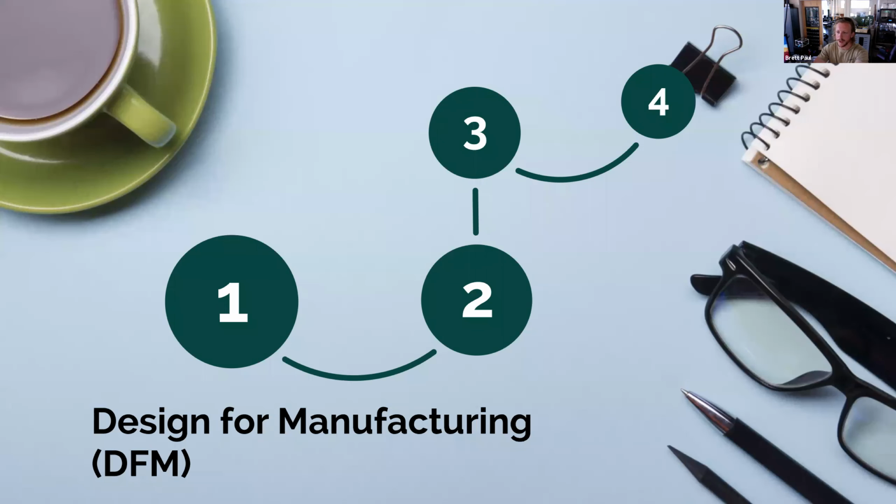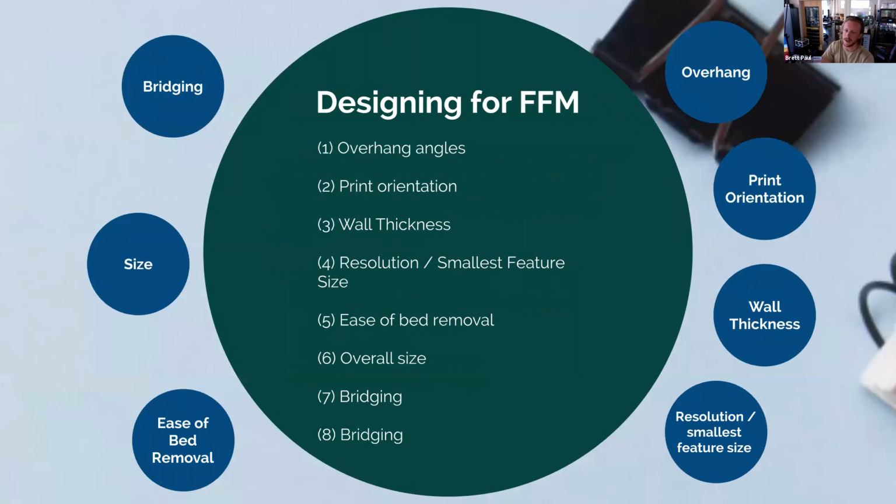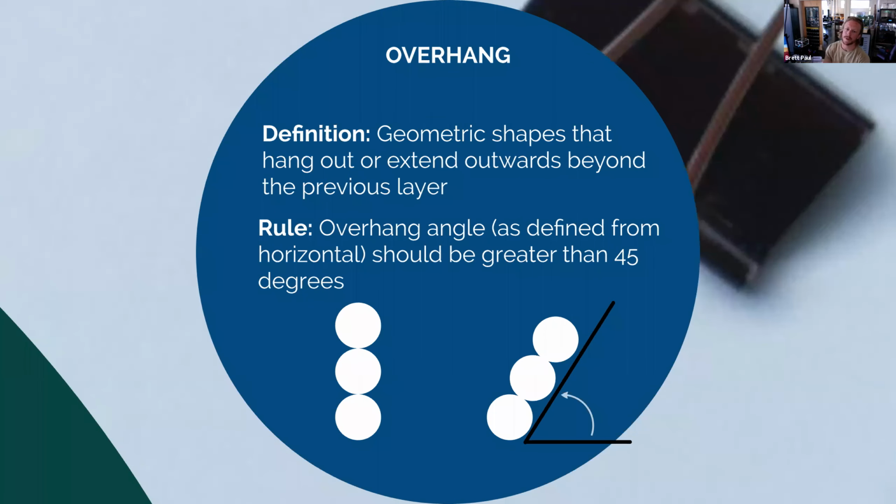All right, so getting into the details of designing for fused filament or fused deposition manufacturing. We're going to cover eight things. Again, this isn't exhaustive, but these are going to be guidelines for you to design your parts with. The first we're going to look at is overhang angle. This is defined as geometric shapes that hang out or extend outwards beyond the previous layer.